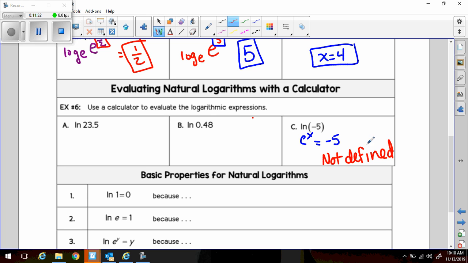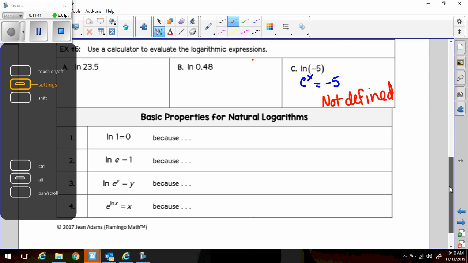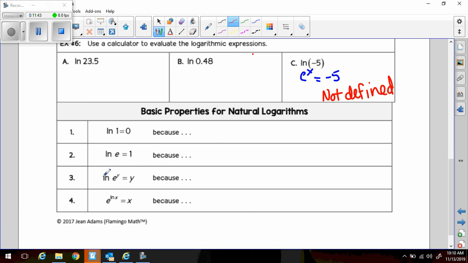The other ones you'll get negative answers. This one you'll probably be a negative answer, but that's okay. But the expression can't be negative. So these will work. Plug it into your calculator, check it out. Natural log has its own button.